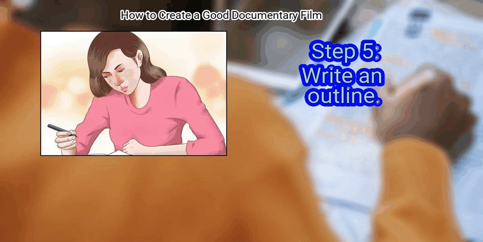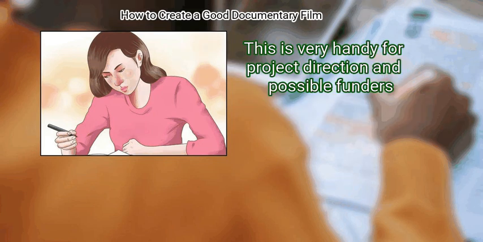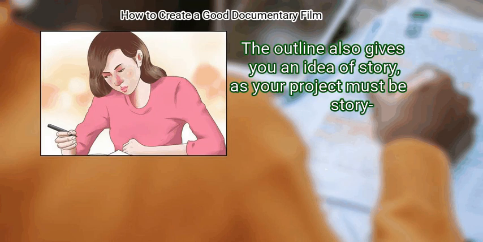Finally, write an outline. In the outline process, you should also explore the conflict and drama that you will need to keep the story alive as it unspools. This is very handy for project direction and possible funders. The outline also gives you an idea of story, as your project must be story.